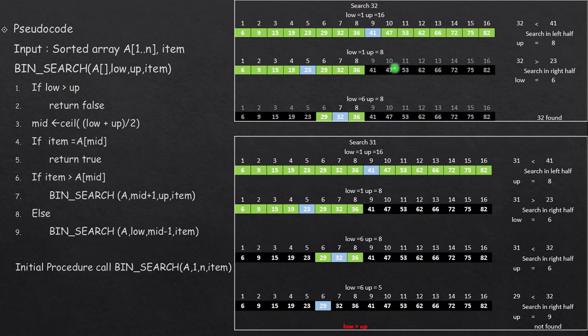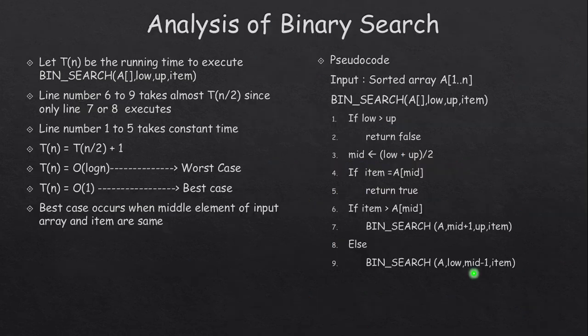So here's an example. The first example is for a successful search. You can go through that. And also the second example is for an unsuccessful search. So remember, the initial call for binary search will be A comma 1 comma n comma item, because the index value of this array starts from 1 and ends at n. Next we are moving to the analysis of binary search.